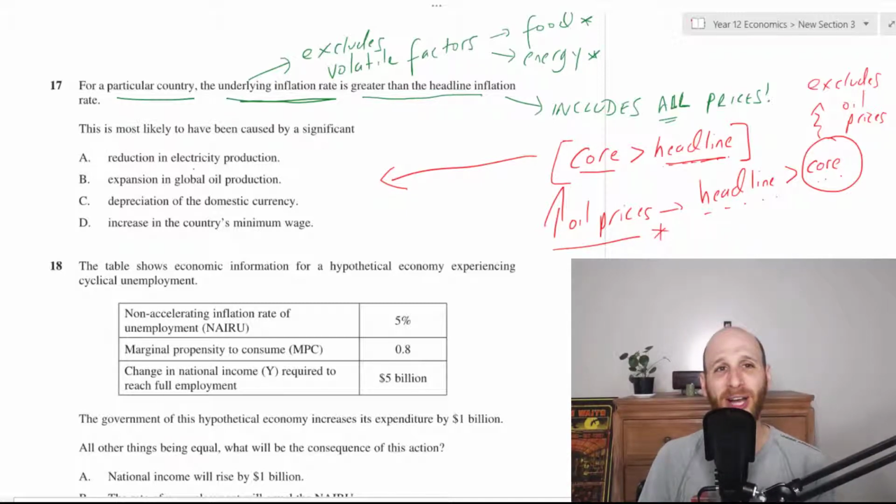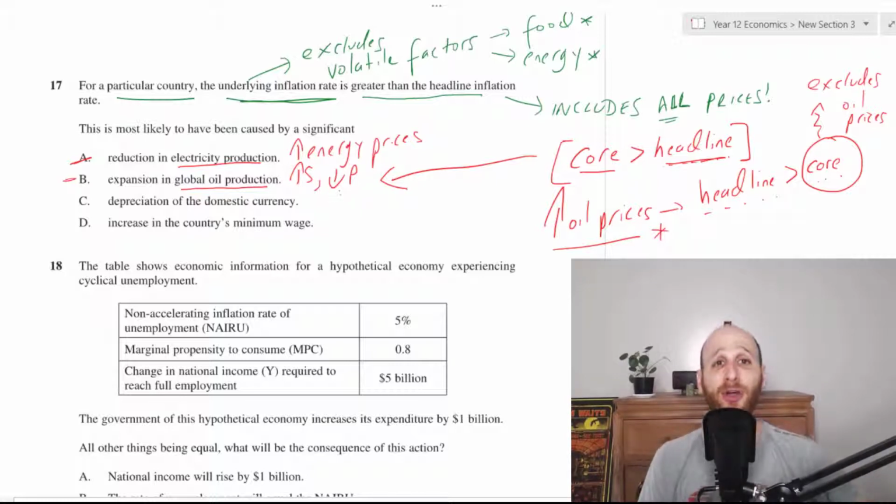So if there is a reduction in electricity production, that's going to increase energy prices, and that's going to mean that headline jumps up. No. If there is an expansion in global oil production, increase in supply, decrease in price, ooh, that's looking like a possibility. Because if global oil prices go down, less of a volatile movement, headline inflation will fall. Depreciation of the currency is going to make energy more expensive, so that's not going to work. Increase in the country's minimum wage, a little bit of a red herring. So our answer is B.